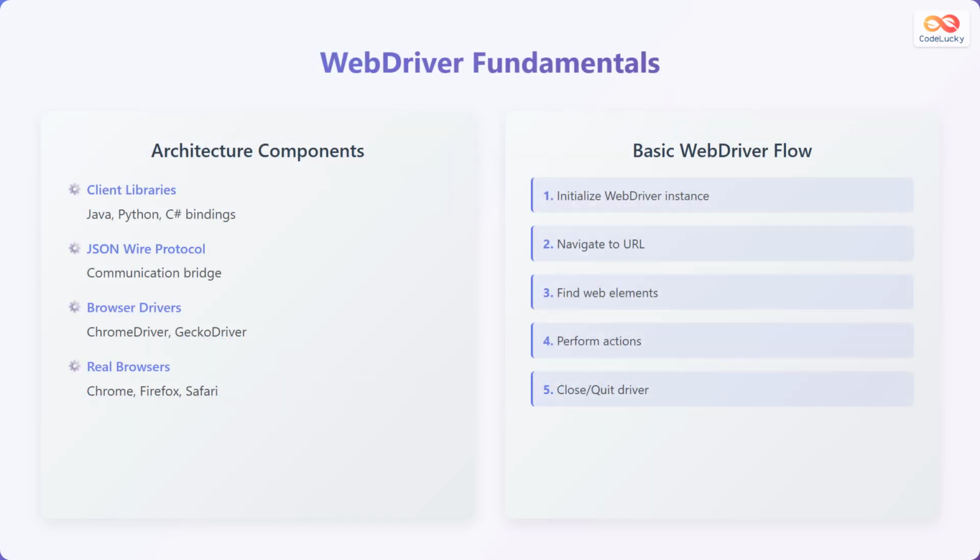WebDriver represents the heart of Selenium automation. Its architecture follows a client-server model with four key components working together. Client libraries provide language bindings for Java, Python, C#, and other programming languages. The JSON wire protocol serves as the communication bridge between your test code and the browser driver. Browser drivers like Chrome Driver and Gecko Driver act as intermediaries that translate your commands into browser-specific actions. Finally, real browsers like Chrome, Firefox, and Safari execute the actual automation tasks.